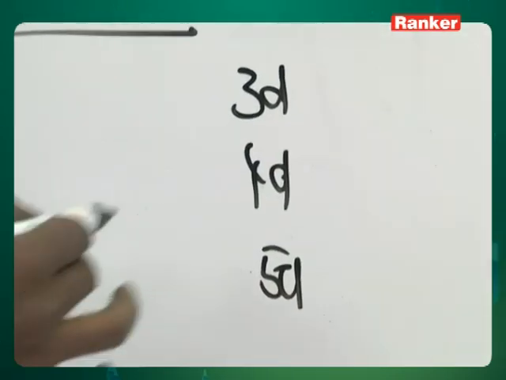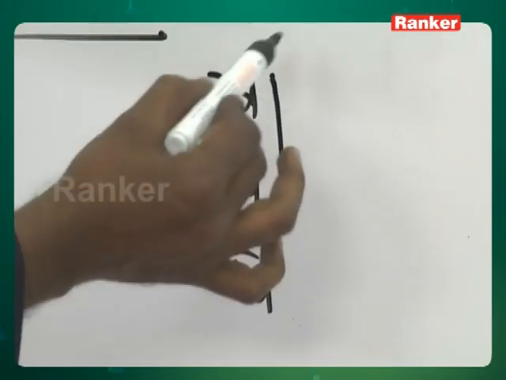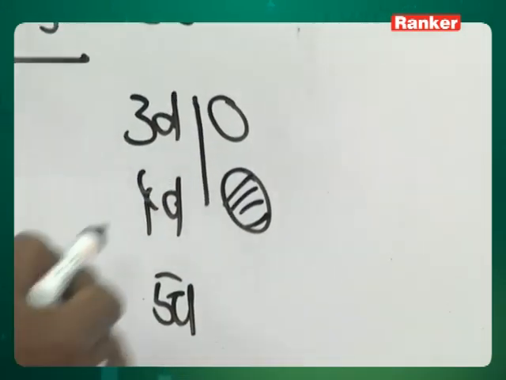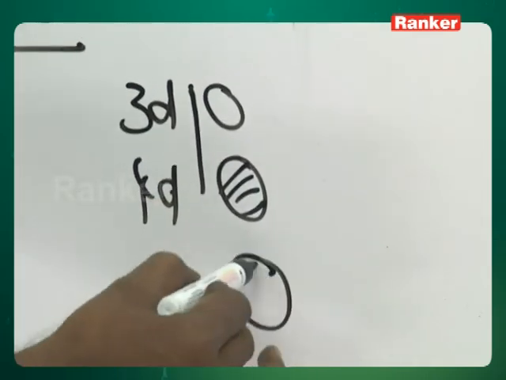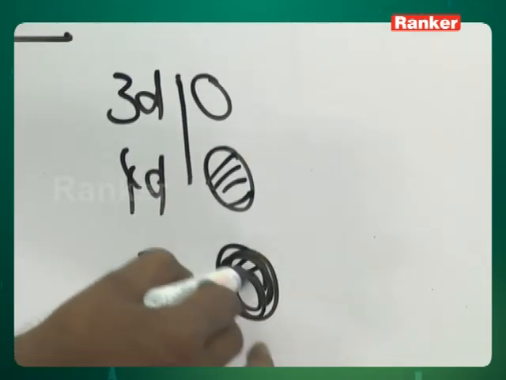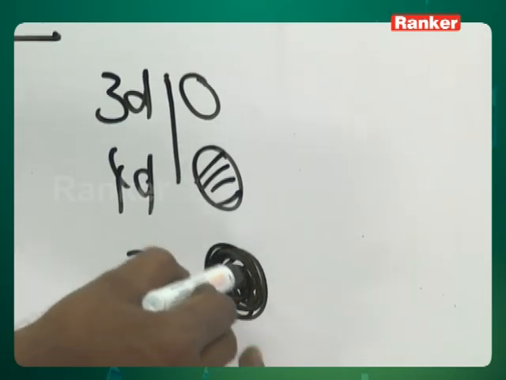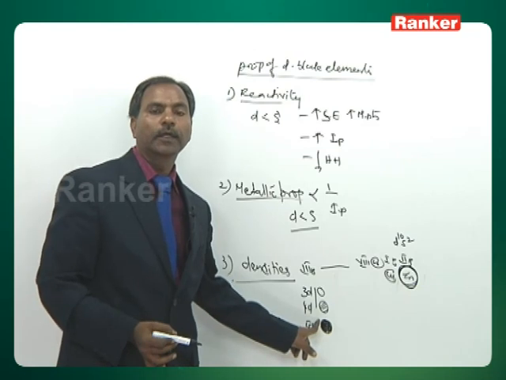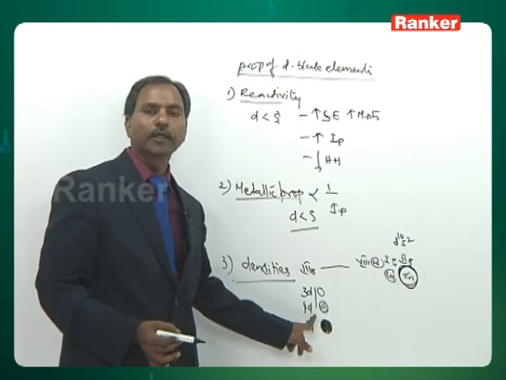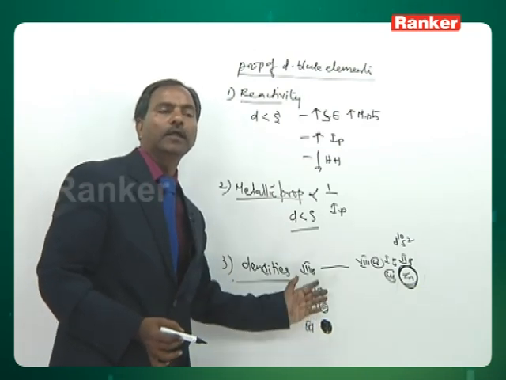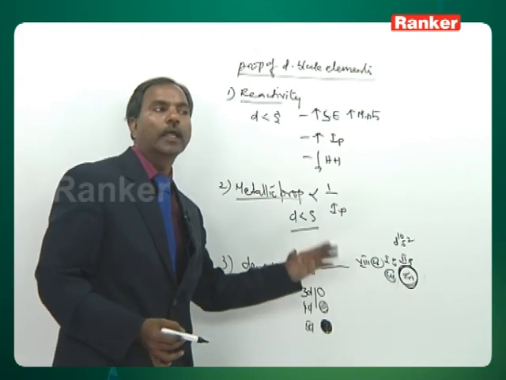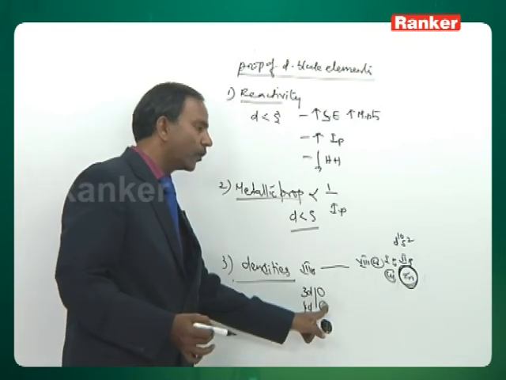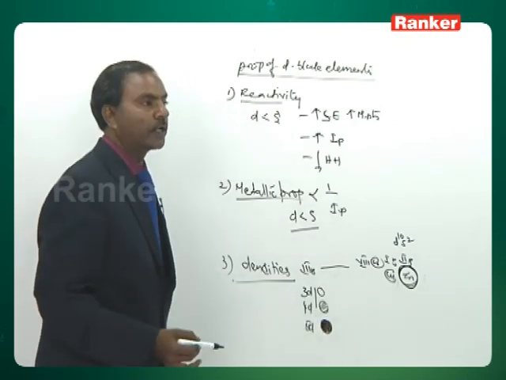Coming to the next point, 3d, 4d and 5d, you take. 3d to 4d, the density has to increase. Yes, increasing. But 4d to 5d, density has to normally increase, but here it is not normally increasing. This 4d to 5d, density is becoming almost double.